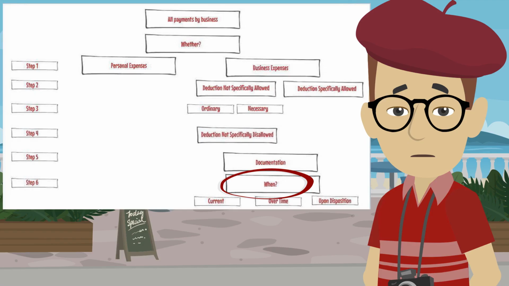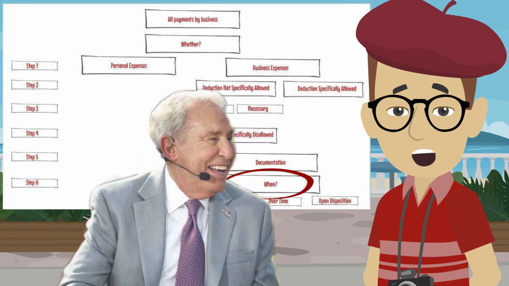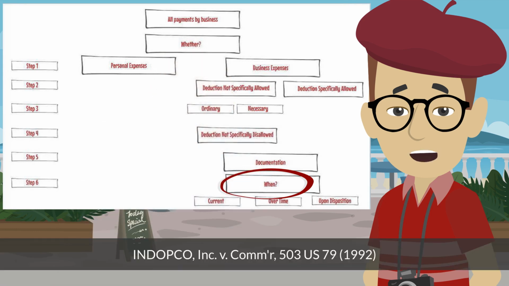Step 6. So we're done, right? I get to deduct all of my business costs right away using whatever my method of accounting is, right? Not so fast, my friend. There is a little matter of Section 261 of the tax code.